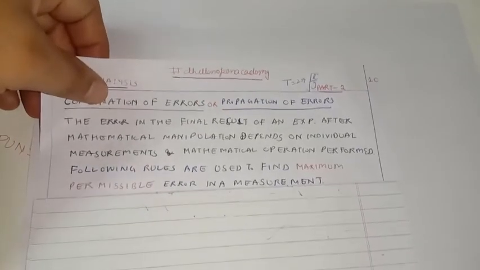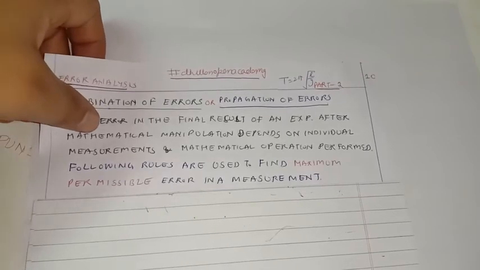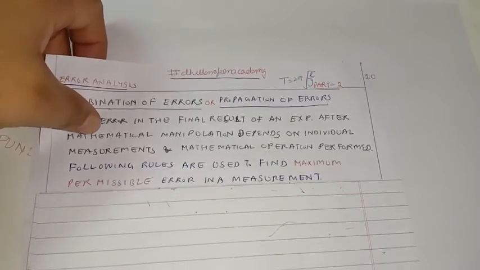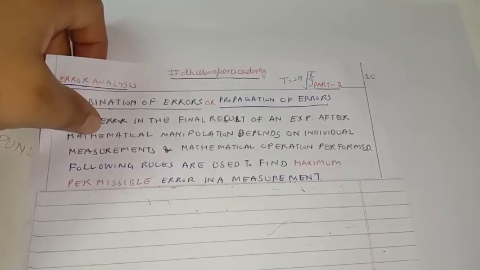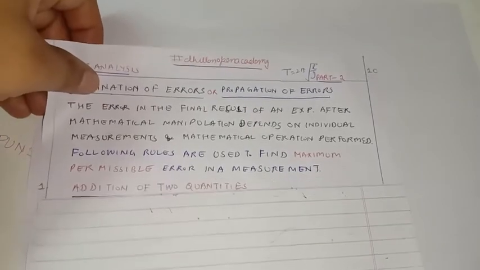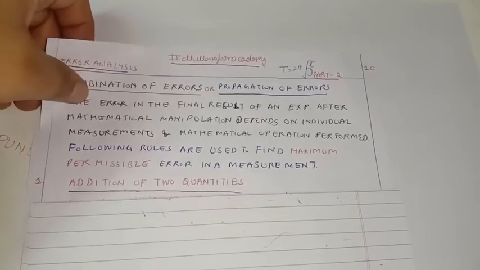In this case we are going to study one by one what rules are to be followed when we are measuring any physical quantity and two quantities are added, subtracted, multiplied or divided. First, addition of two quantities.